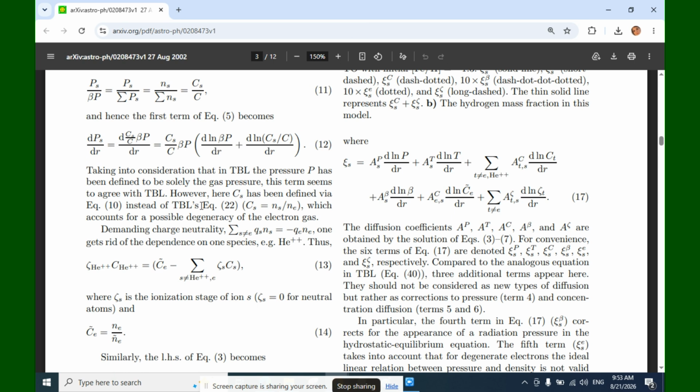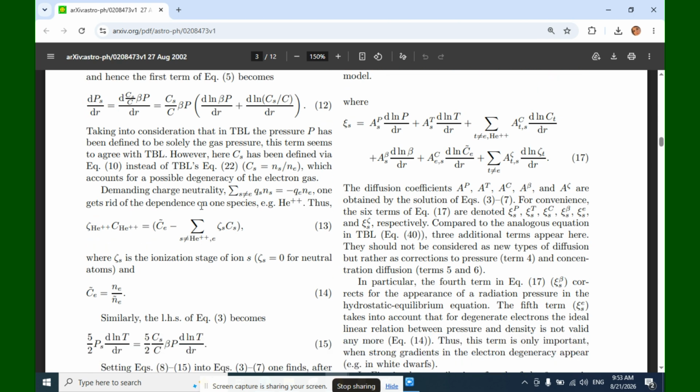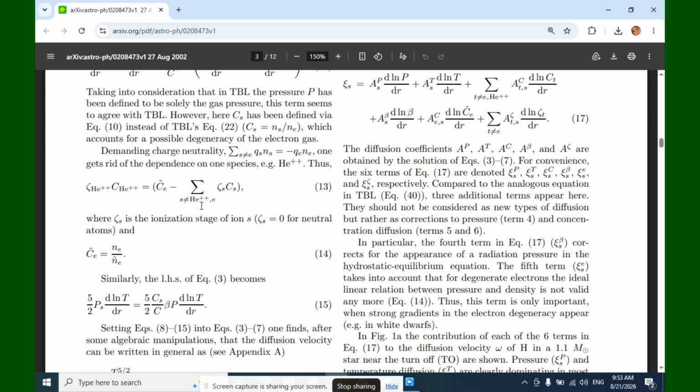Demanding charge neutrality, sigma s is not equal to e, Qs Ns is equal to minus Qe Ne. One gets rid of the dependence on one species, for example, helium plus plus. Thus, we have zeta helium plus Ca helium plus plus is equal to Ce minus sigma over boundary s, s is not equal to helium plus plus and electron. Zeta s is the ionization stage of ion s. Zeta s is equal to 0 for neutral atoms, and Ca is equal to Ne divided by the sum of Ne.